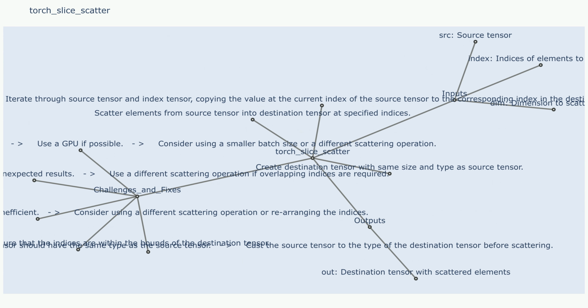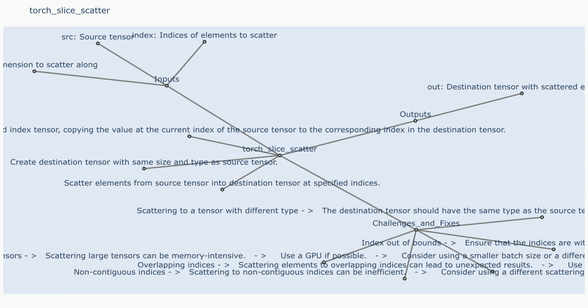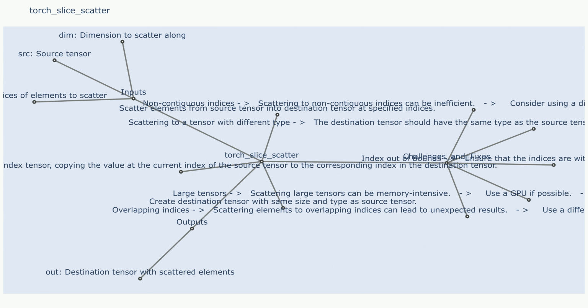Inputs. src: this is the source tensor containing the values that you want to scatter into the destination tensor. The source tensor should have the same dimensions as the slice indices, except for the dimension along which the scattering occurs. For example, if you are scattering along the first dimension, the source tensor will have one fewer dimension than the slice indices.